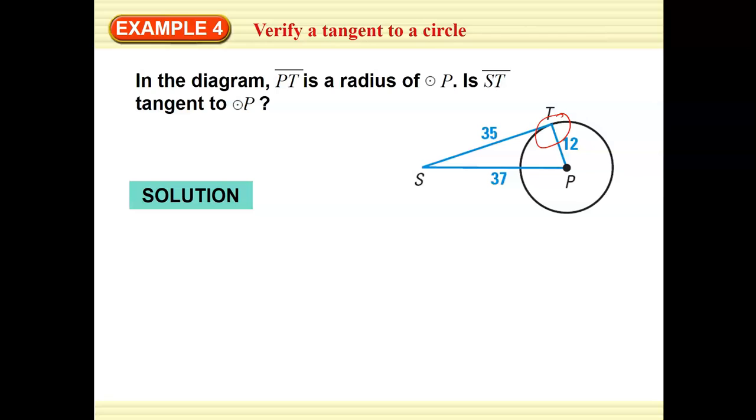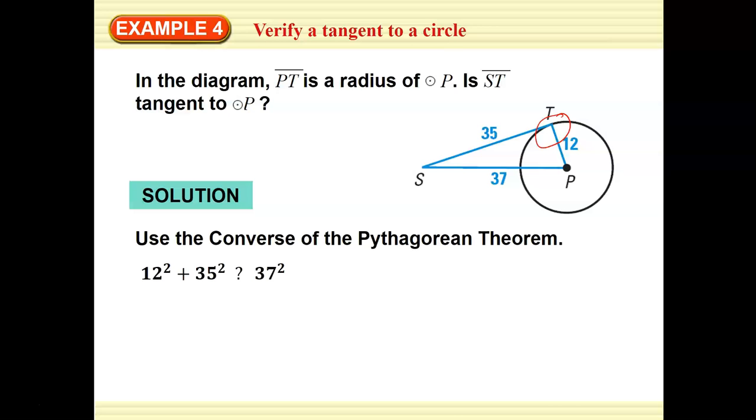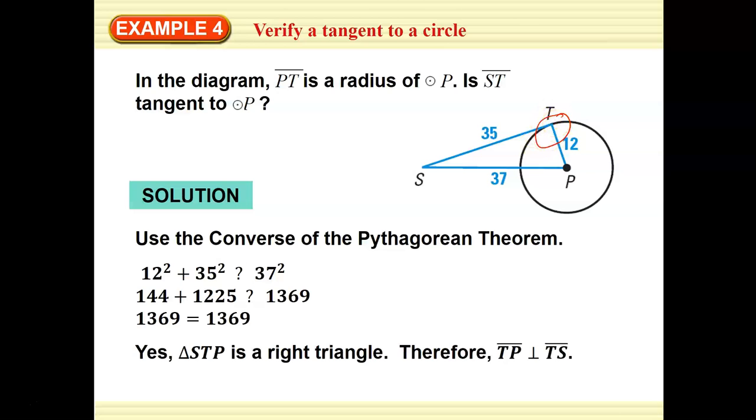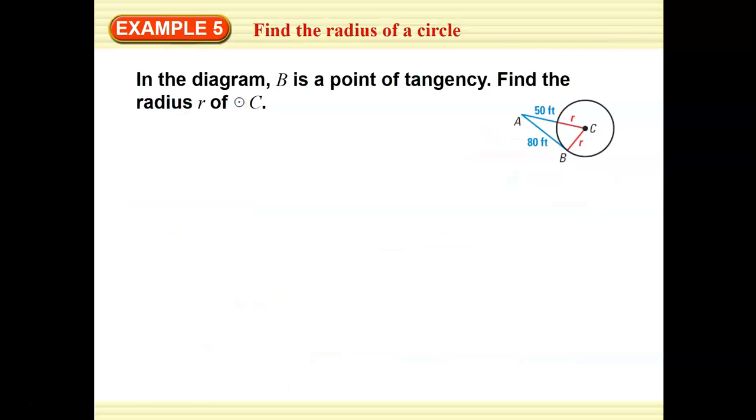So to do that, we use the converse of the Pythagorean theorem. So we want to see if 12 squared plus 35 squared equals 37 squared. And it does. So that means that this has to be a right triangle. And for this to be a right triangle, the right angle has to be across from the biggest side, which is SP. So that angle up there has to be our right angle. And so that has to be tangent.